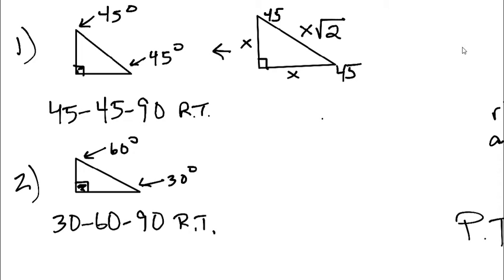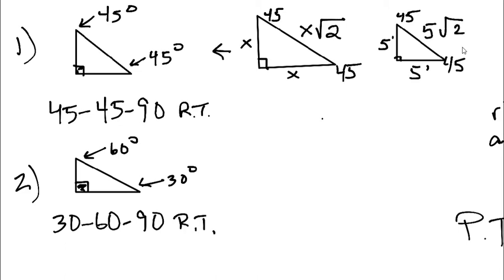For example, if I have a 45, 45, 90 right triangle, let's see if we can draw it better this time. Those are angle sizes. And maybe this has a length of 5 feet. Then this would have to have a length of 5 feet because every 45, 45, 90 right triangle is an isosceles triangle. Then the hypotenuse would be 5 times the square root of 2.